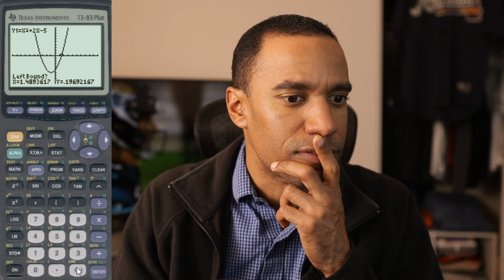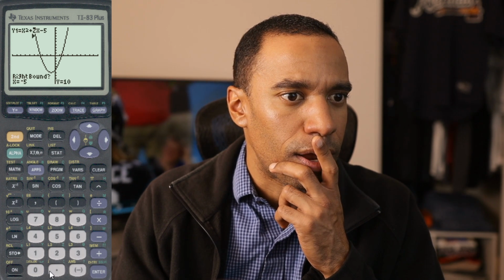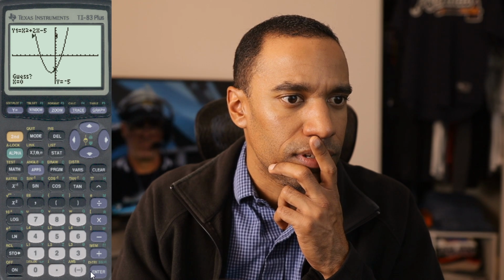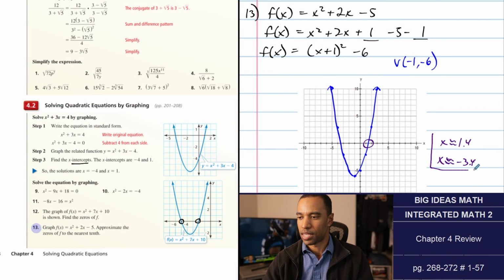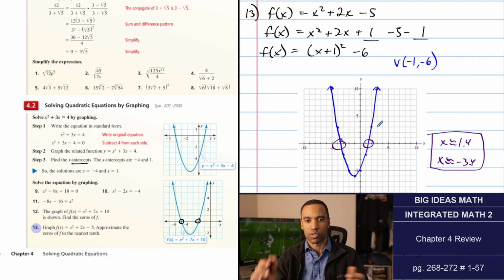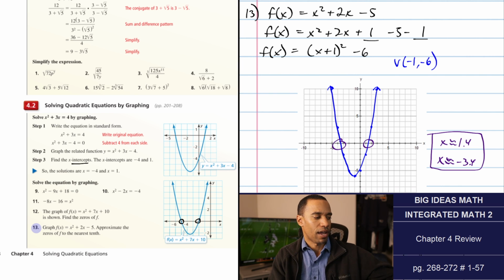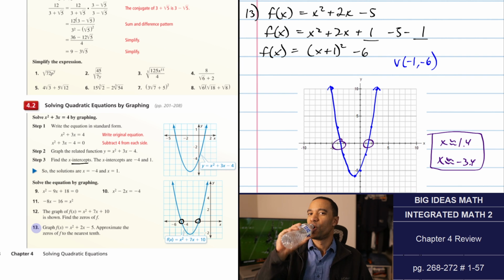Left bound, let's get to the left. Let's get around -5. The right bound, 0. That's fine. Let's find the tweener. -3.4. So x is -3.4 about. Okay, so here's what I got for the two answers right here for this and this. 1.4 seems legit. -3.4 seems legit. It makes sense to me. I am done with that problem, and I think with that section of 4.2.